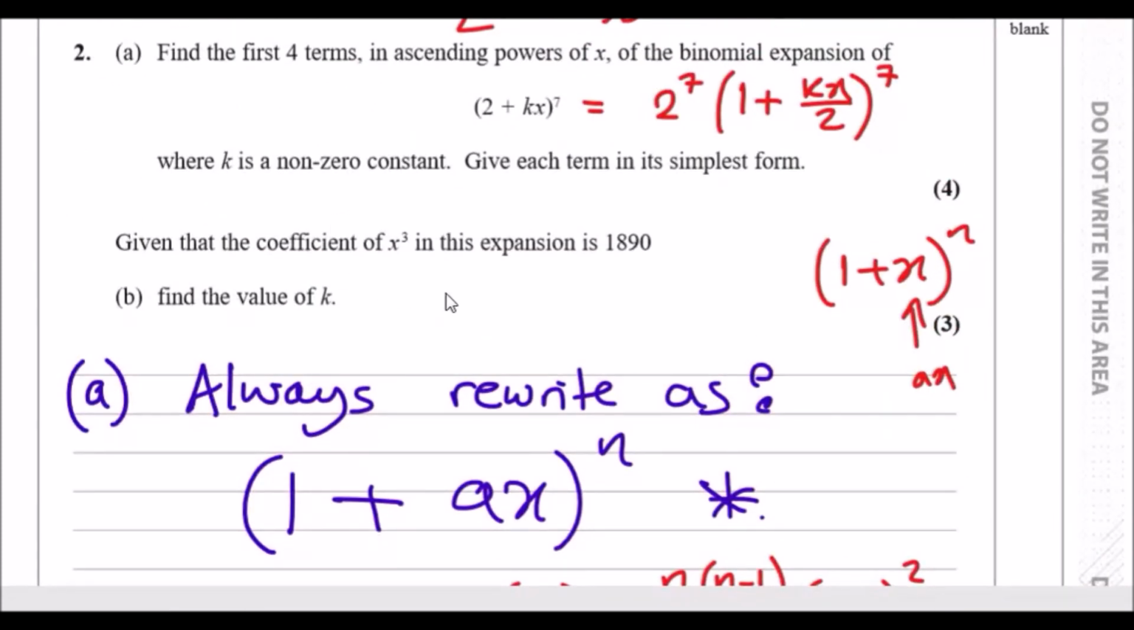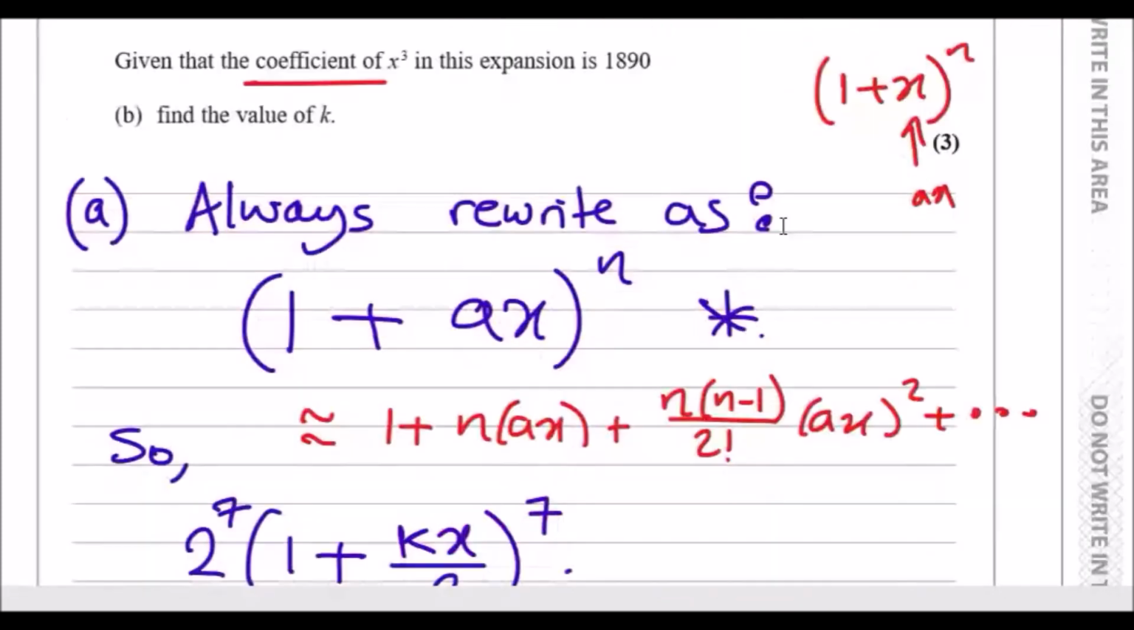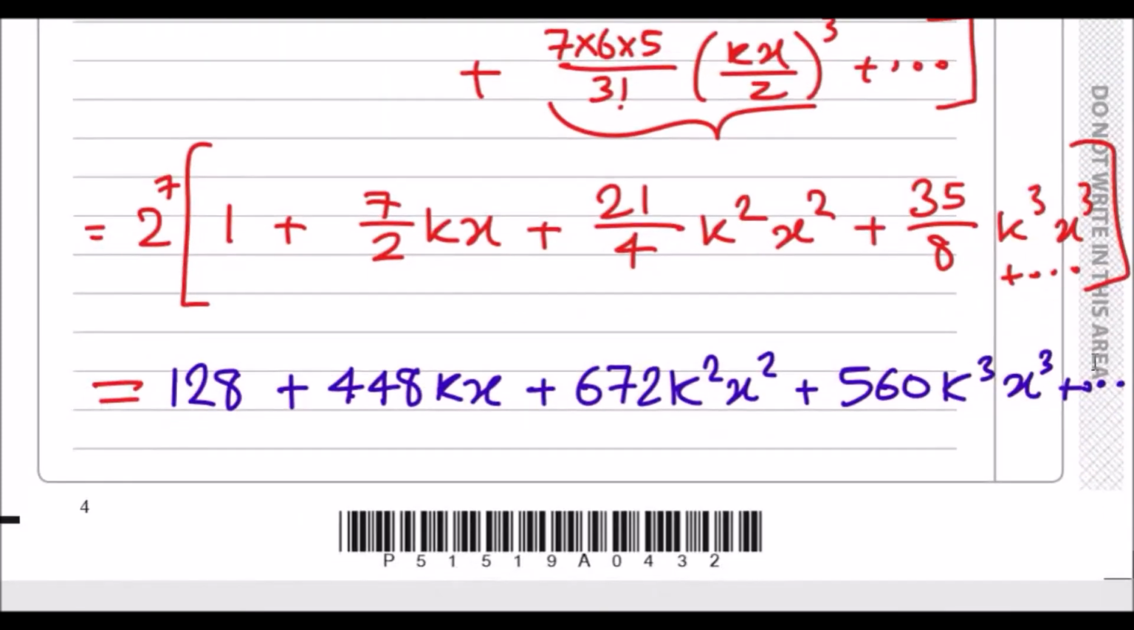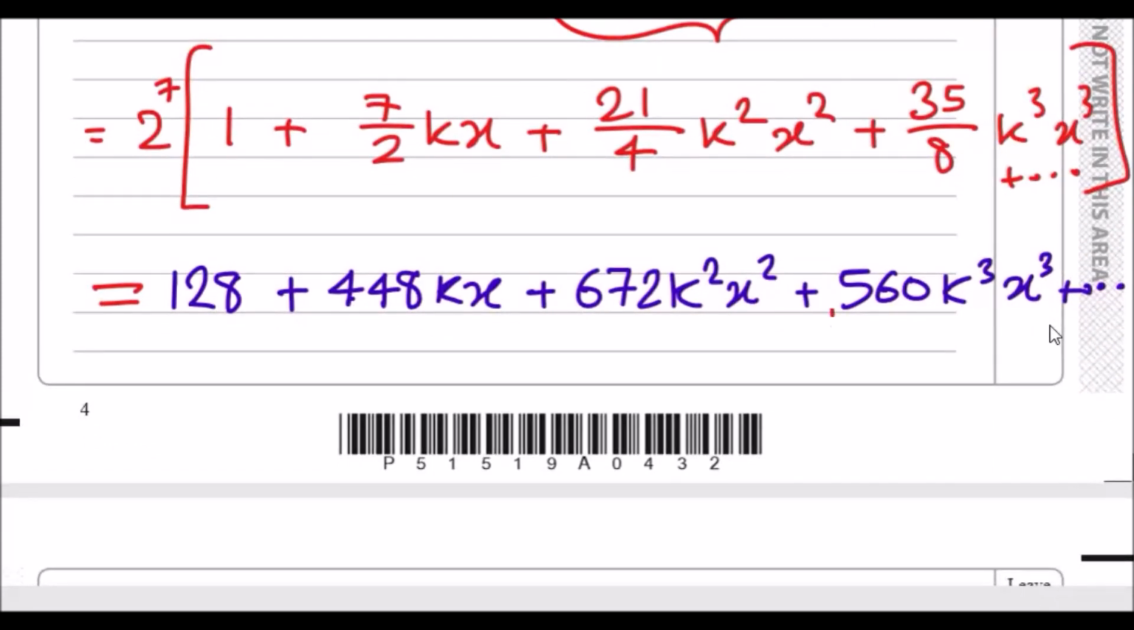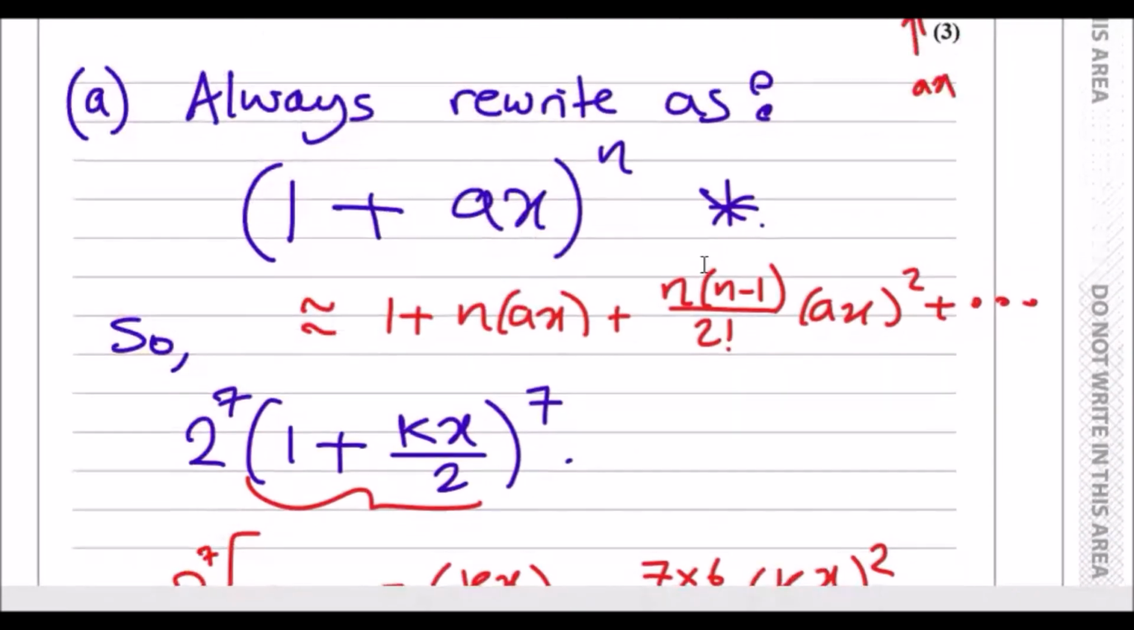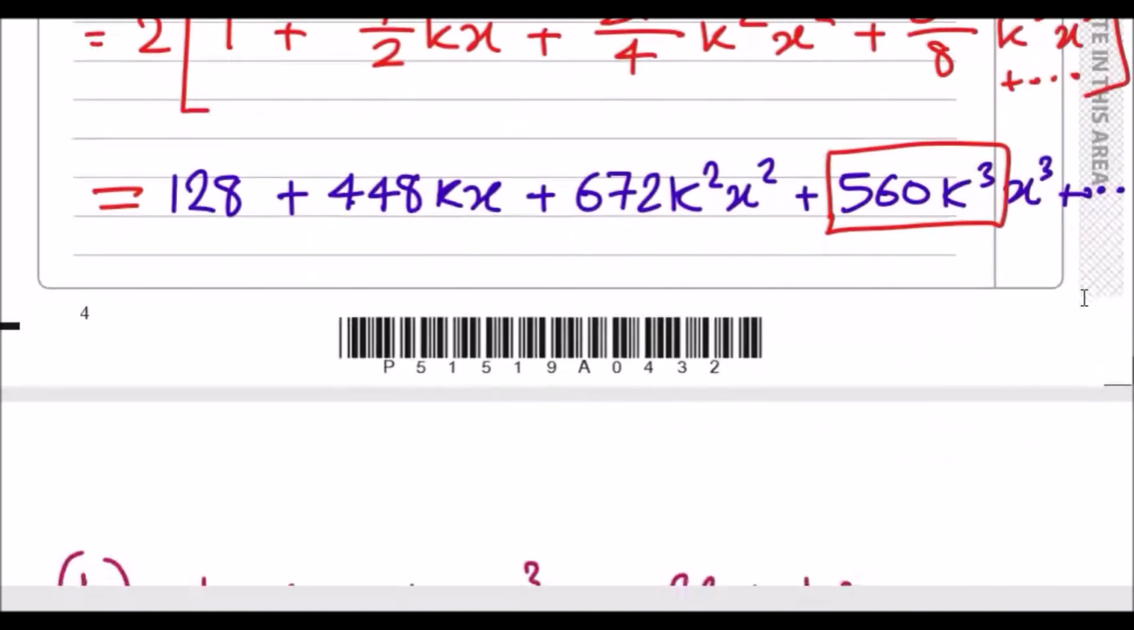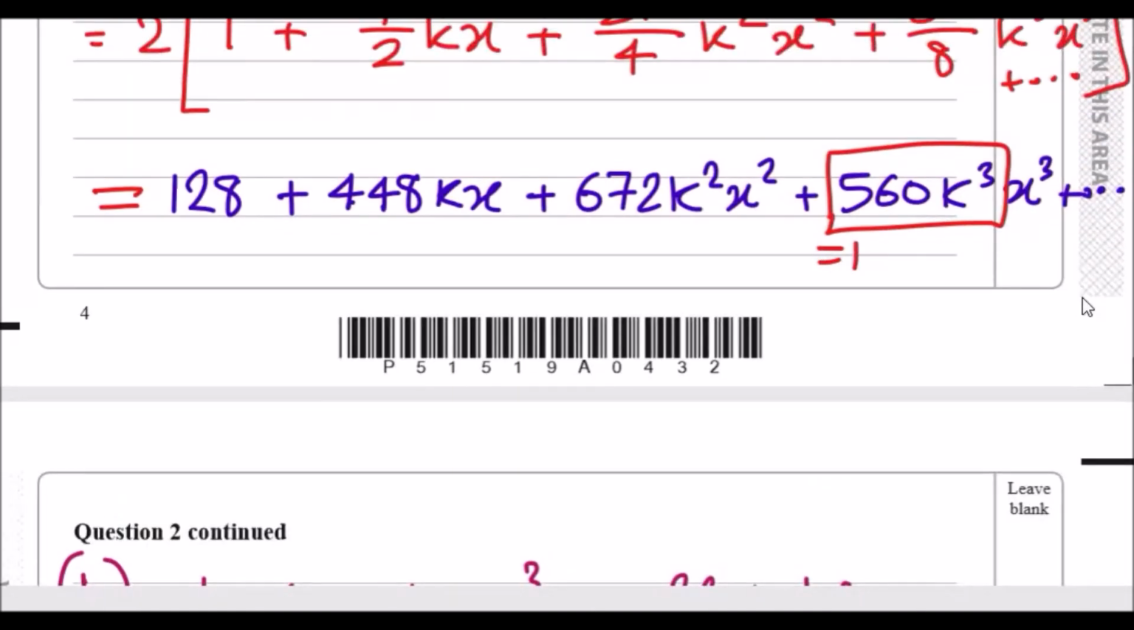Given that the coefficient of x cubed in this expansion is 1890, find the value of k. Now coefficient, guys, if you don't already know, is just literally the value in front of the x, or in this case x cubed. So if you look at this equation here, the coefficient of x cubed is 560k cubed. Coefficient just means the term in front of x cubed. Now it is telling us that this expression here is equivalent to 1890. So all you're essentially going to do is equate them and literally solve for k.